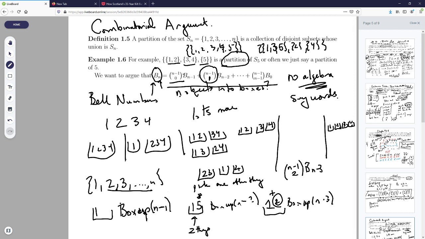And so we continue in this fashion all the way down until what this last one says is put everything into the box with 1. So we put 1 into the box, and we stick the rest of the stuff in.